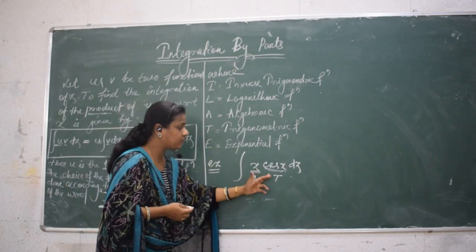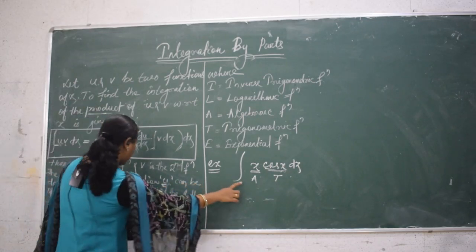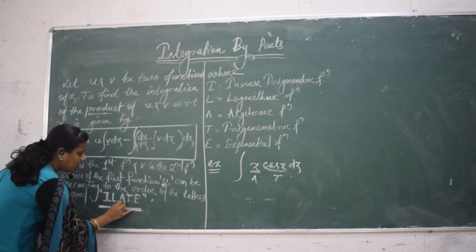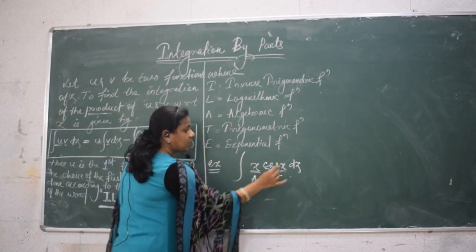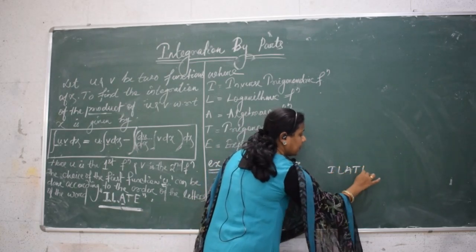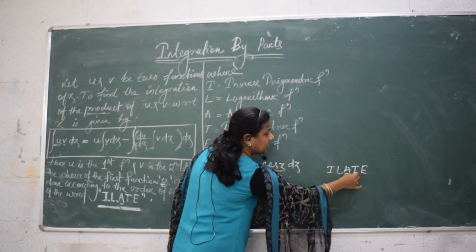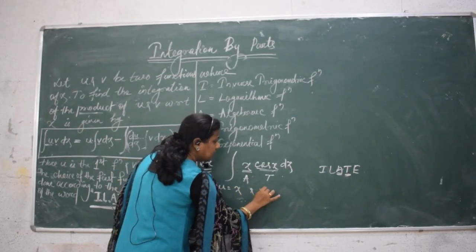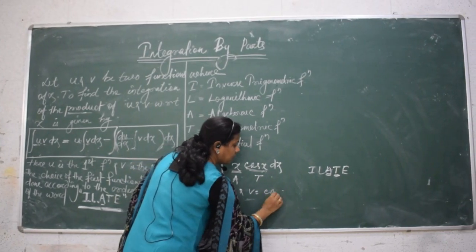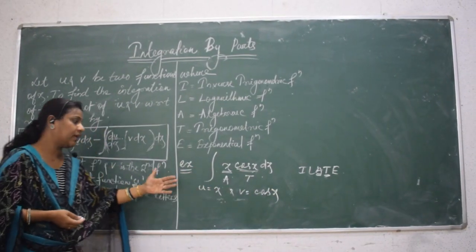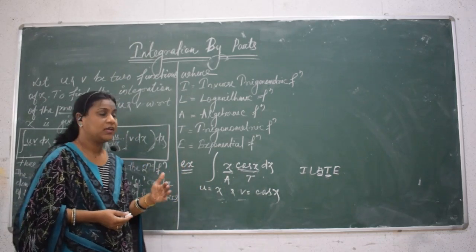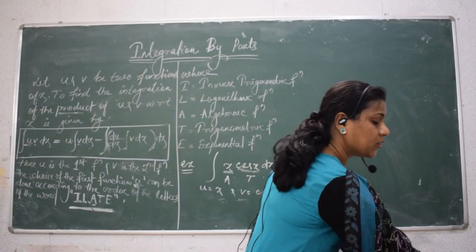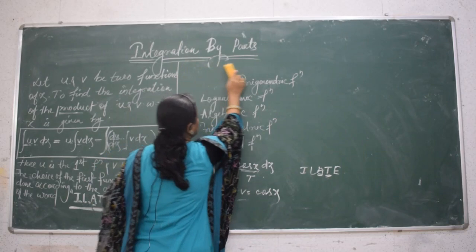So which function will you take first? According to the order in ILATE, A comes first, then T comes. So u is x and v equals cos x. In this way you can take the first function and the second function, then use the formula. Now we will solve one important question based on this by parts.